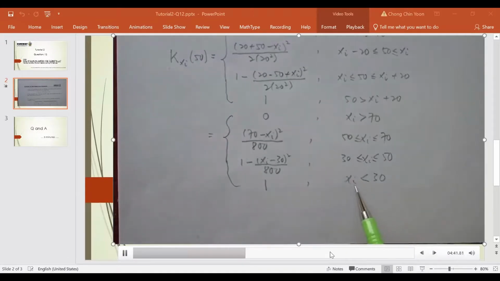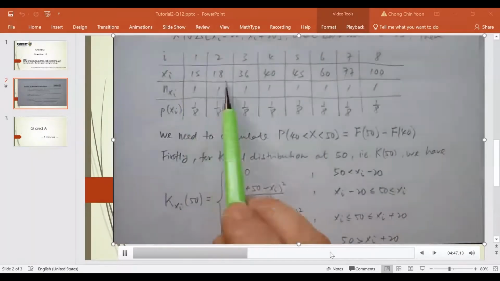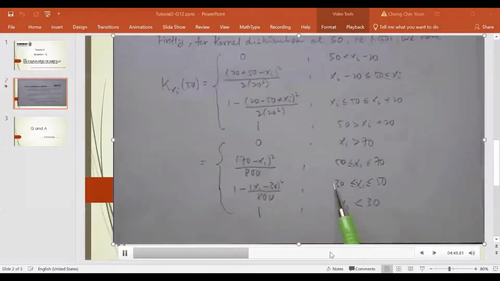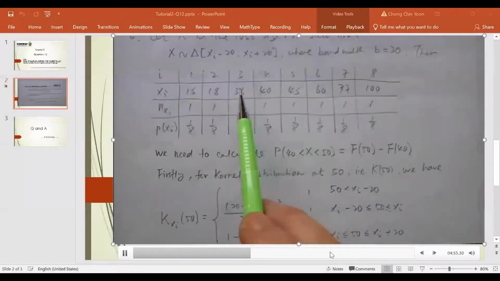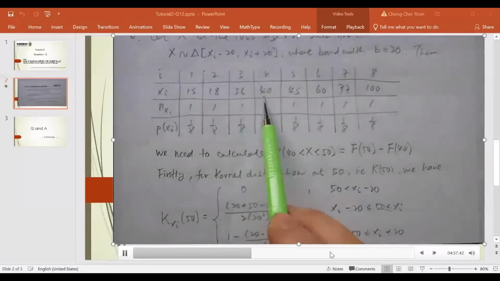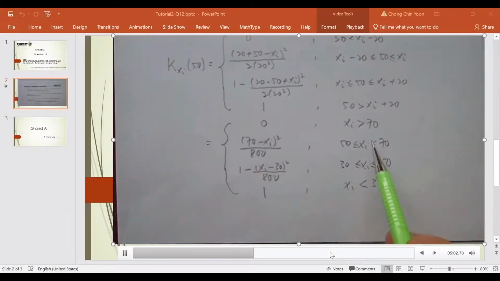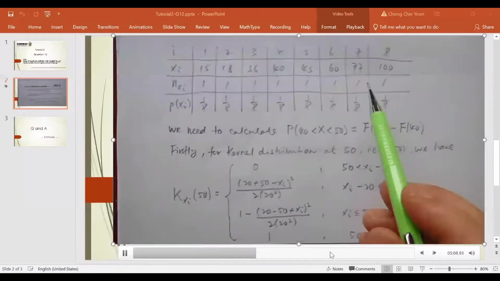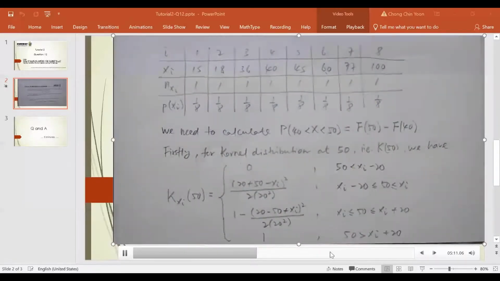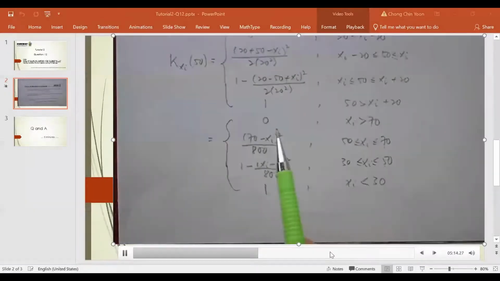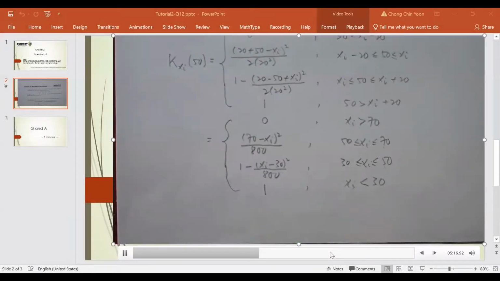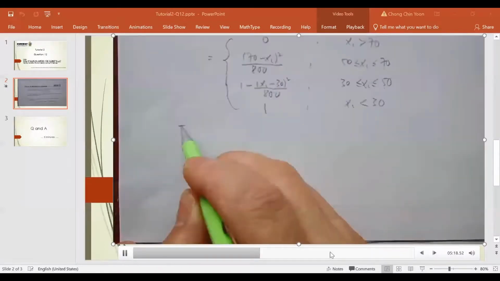So for the first interval where xi is less than 30, we have 2 data. For the interval 30 to 50, we have 3 data, that is 36, 40, and 45. And for the interval 50 to 70, we have 1 data, that is 60, which falls in this group. So therefore, the kernel smoothed at 50 is given by this result.